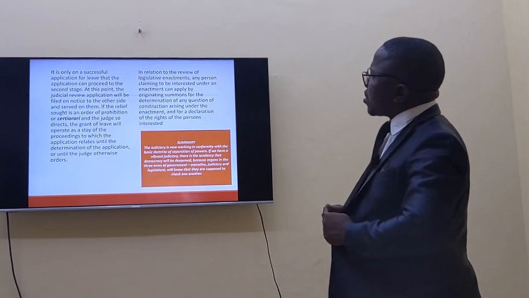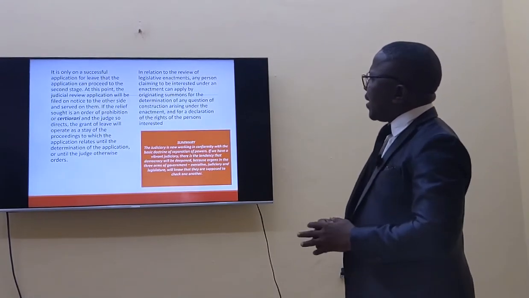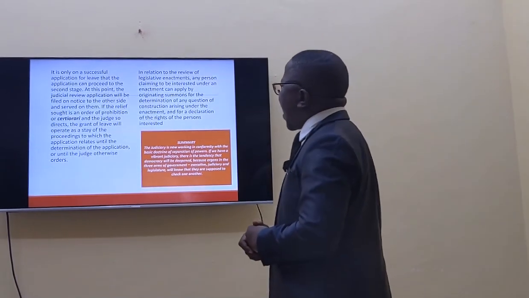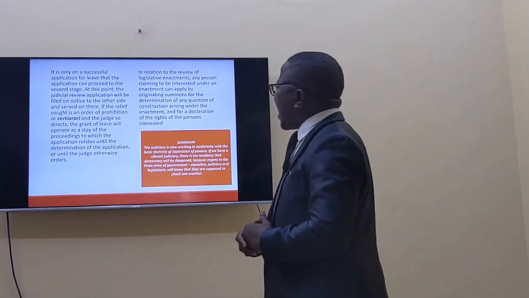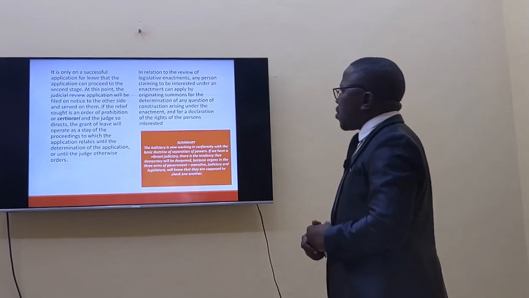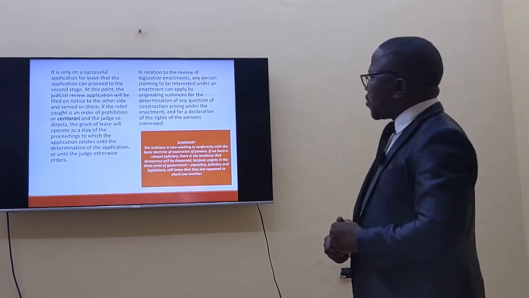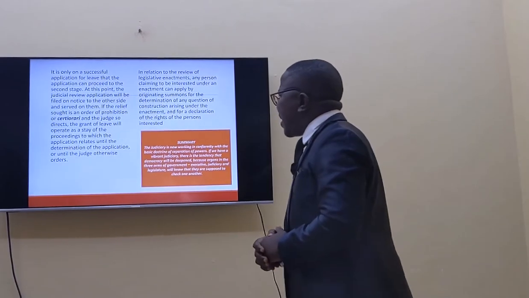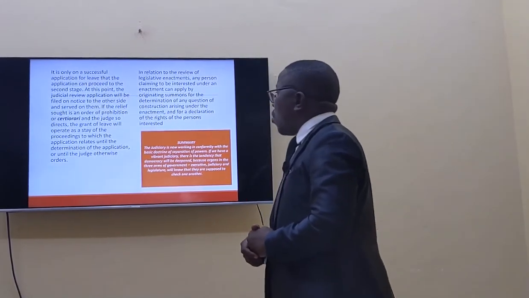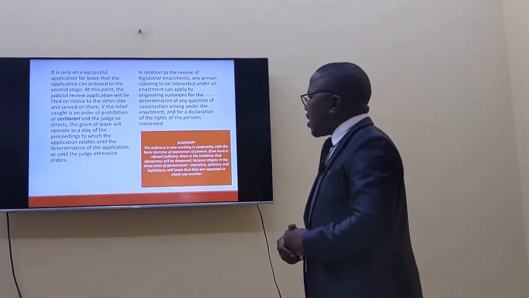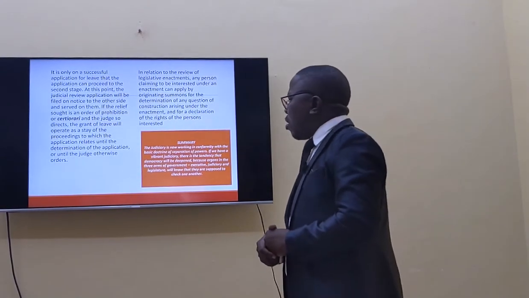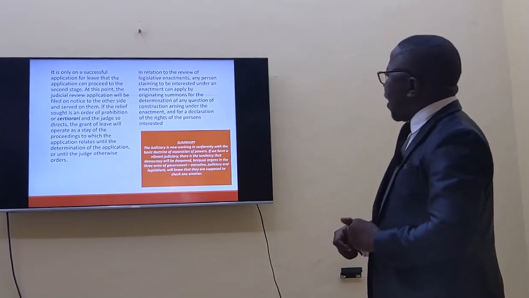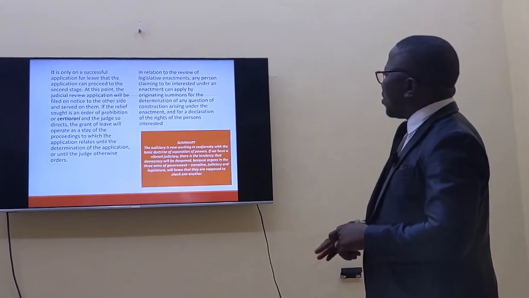It is only on a successful application for leave that the application can proceed to the second stage. At this point, the judicial review application will be filed on notice to the other side and served on them. If the relief sought is an order of prohibition, and the judge so directs, the grant of leave will operate as a stay of proceedings to which the application relates until determination of the application or until the judge otherwise orders.